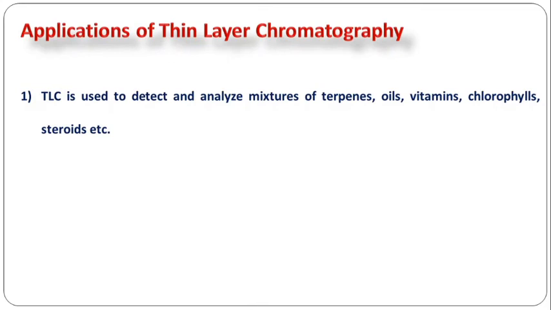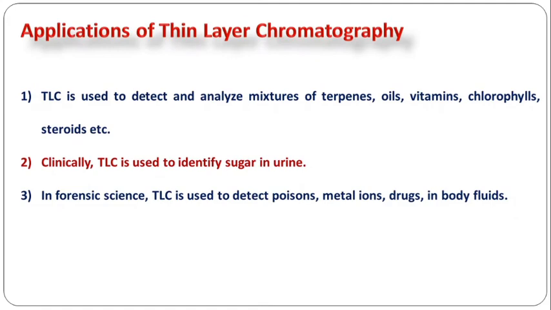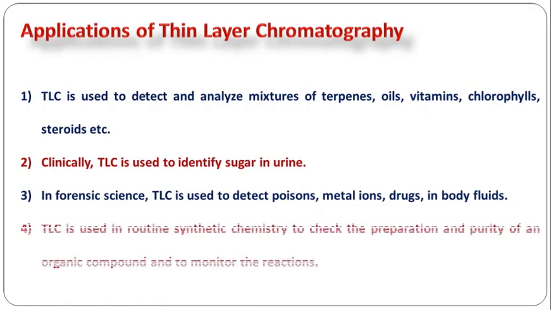So all the organic compounds and natural products, we can use for separation and for the analysis of the components. Clinically, TLC is used for the identification of sugar in urine. So this method can be used for the identification of sugars in a urine sample. In forensic science, TLC is used for detection of poisons, metal ions, and drugs in body fluids. So whatever is present in the viscera, if you do the TLC for that sample, we can identify the poisons, metal ions, or drugs in the body fluids by comparing with the standard values.